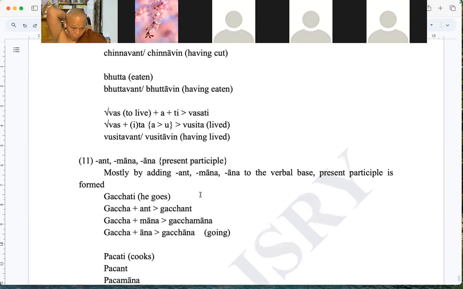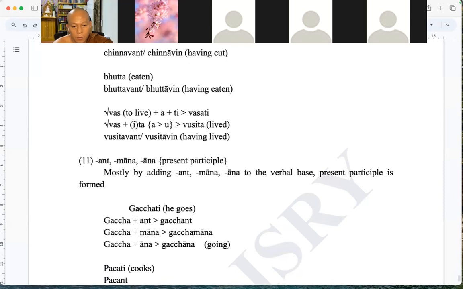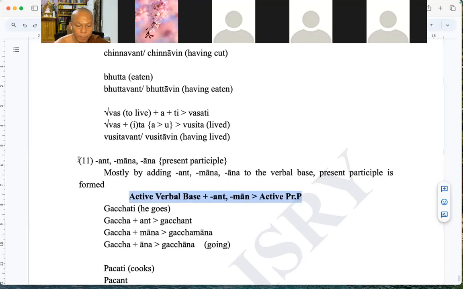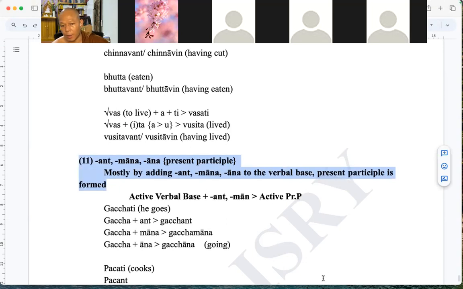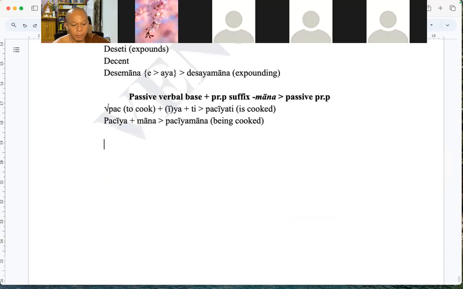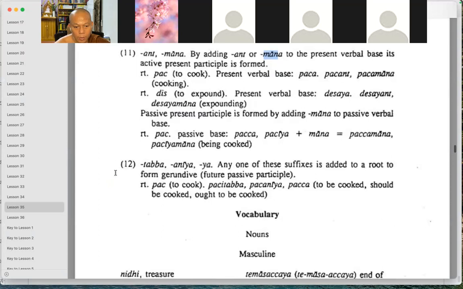Idea here. So active. So vowel base. So by and then the mana. So we have the active present participle. Okay, and then now the last one. Okay, we should finish the last.